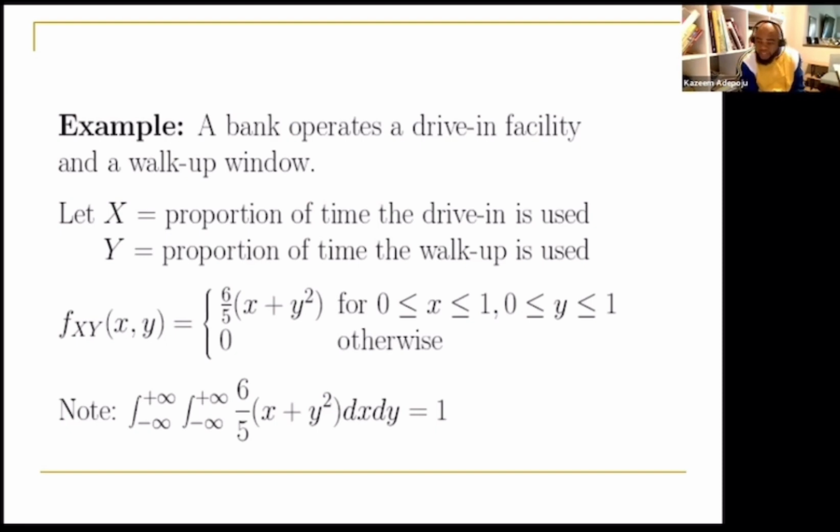But you know what the mathematician has done? The mathematician has looked at the situation, the arrival, the way these two facilities have been used, and they are able to formulate a probability of the joint occurrence of these two events to be 6/5 (x plus y squared), where the range of x is going from 0 to 1, and y also goes from 0 to 1. That is not surprising, you know why? It's going from 0% to 100%. Therefore, the proportion of time the drive-in is used lies between 0 and 1, and the proportion of time the walk-up is used is between 0 and 1 as well.